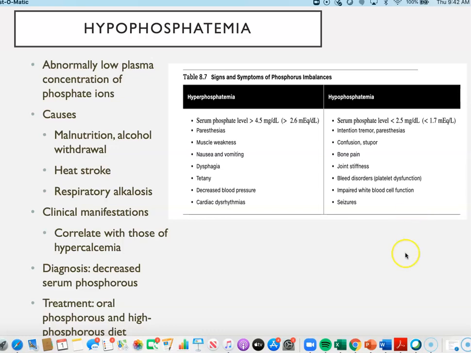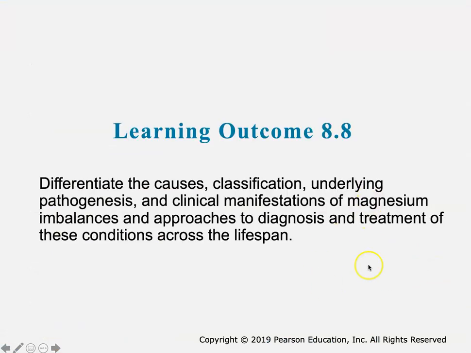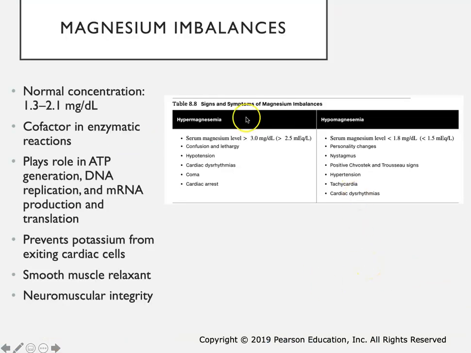All right. Let's move on to the last one, which is magnesium. So again, first slide I think is important here in terms of what the role of magnesium is, okay? So it's a cofactor in a lot of enzymatic reactions, okay? So when we think about metabolic reactions or enzymatic reactions that occur in the cell, it acts as a cofactor in many of them, okay? So super important to the function of enzymes in the cell. Also plays a role in ATP generation, DNA replication, mRNA production and translation, again, because it acts as a cofactor to many enzymatic reactions, okay?